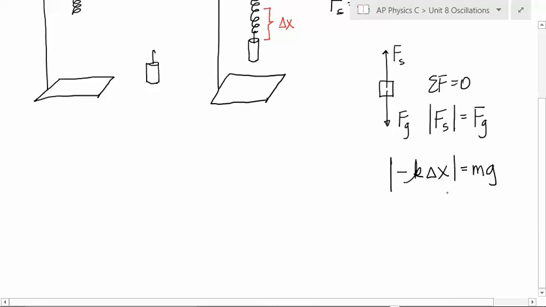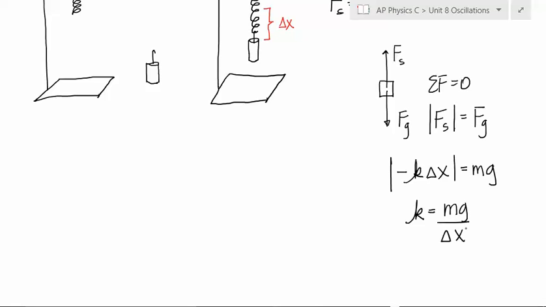And so we could find the spring constant by dividing mg by the delta x. And I wanted to take the absolute value because I don't want a negative spring constant. That's not the point, okay? You want to put an absolute value sign around here. I'll take care of it.